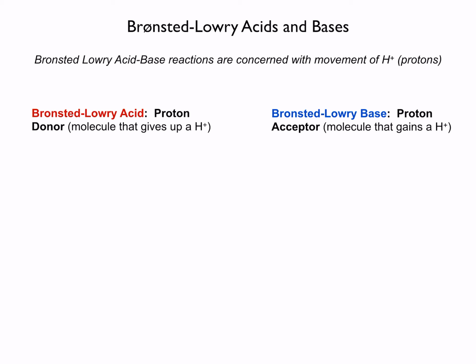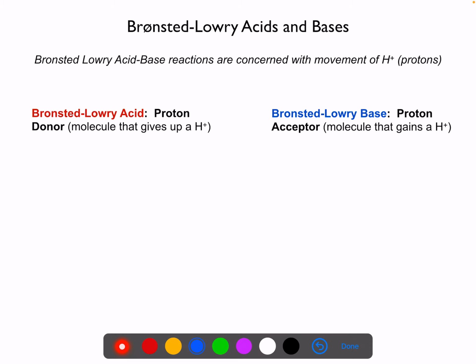Now the definition of acid-base that we started to study already is what's known as the Bronsted-Lowry acid-base definition. This is a more general definition. And in this case, we're talking about movement of a proton. So a Bronsted-Lowry acid is a proton donor, and a Bronsted-Lowry base is a proton acceptor.